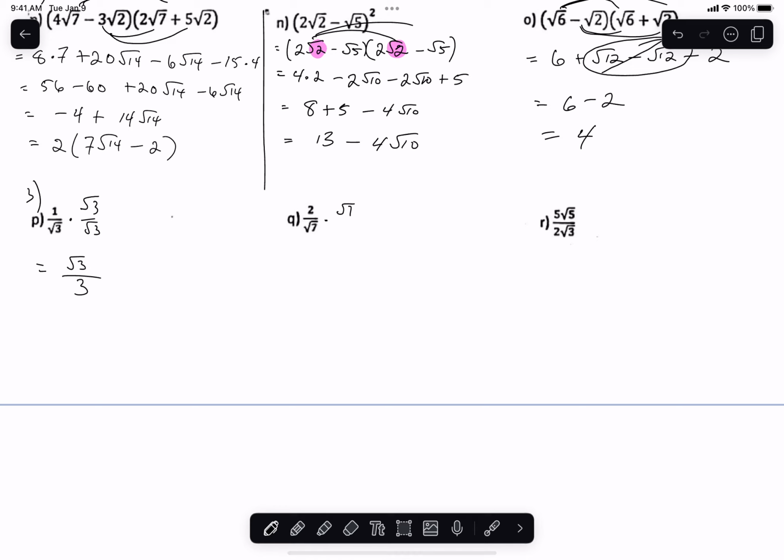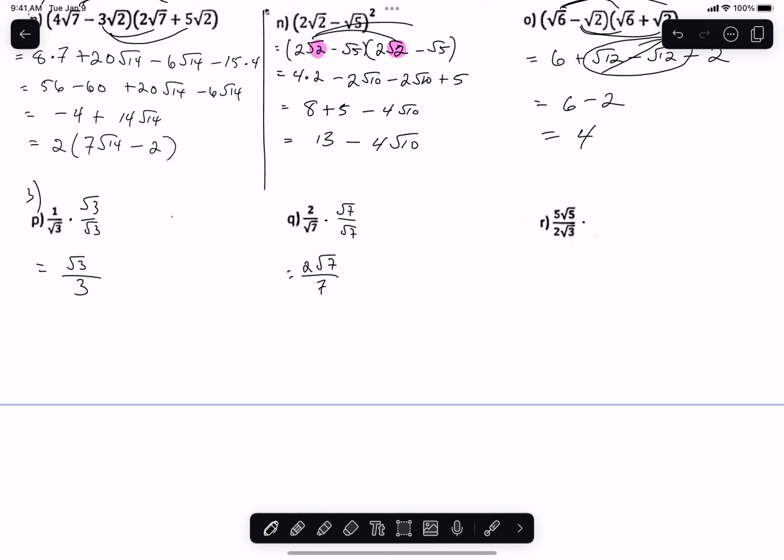Okay, so I'm going to take root 7 over root 7 here. I'm going to get 2 root 7 over root 7. Oh, sorry, not root 7. The whole point was to get rid of the radical, okay? So you get 2 root 7 over 7. Okay, and then with a question like this one, that's Q. That should be the answer for Q.